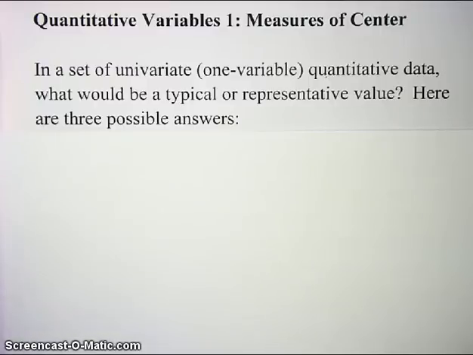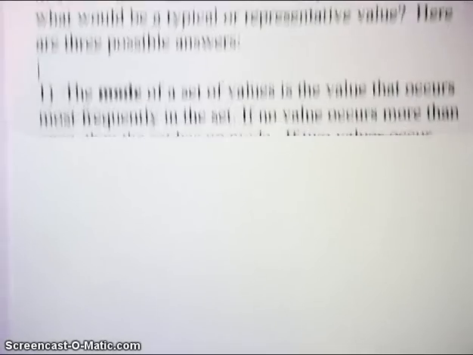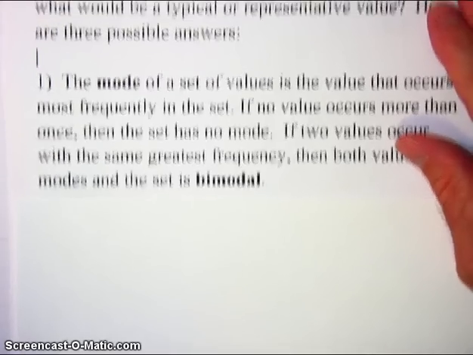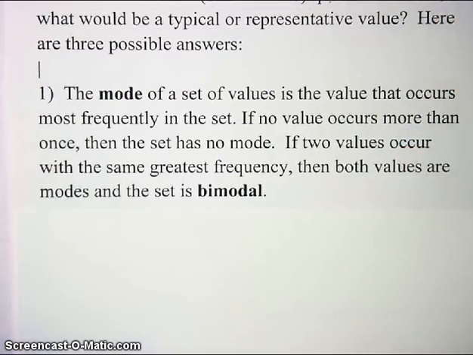When we're looking at data on a single quantitative variable, one of the first things we want to know is what would a typical or representative value be for the values in this data set? The first answer to that question is the mode. The mode of a set of values is the value that occurs most frequently in the set. If no value occurs more than once, then the set has no mode. And if two values occur with the same greatest frequency, then both values are modes, and the set is bimodal.